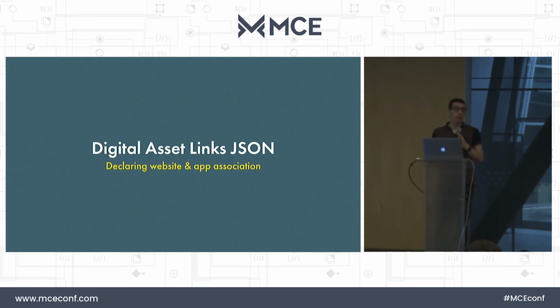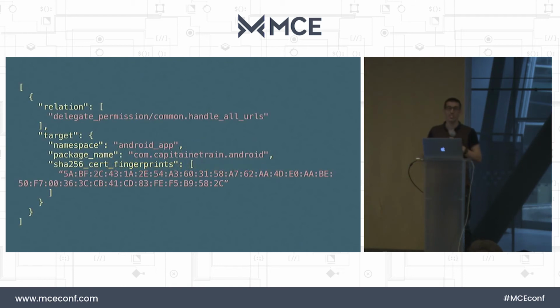And this file, this assetlinks.json, is actually a digital asset links JSON file. So you can go to developers.google.com/digital-asset-links, and you will get the documentation about that. But basically, it is a list of blocks, and each block defines a source, a relationship, and a target. So the source, in our case, is the website. The relationship here is how you delegate something to the target, and the target will be our Android application. Okay, so let's deep dive into that.